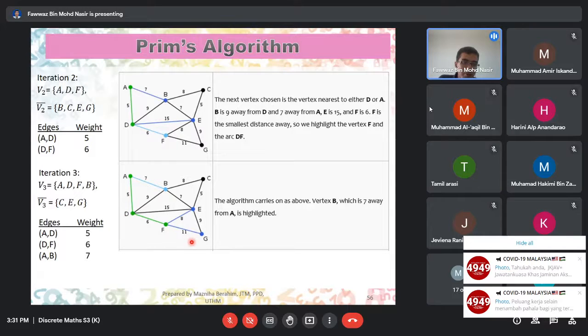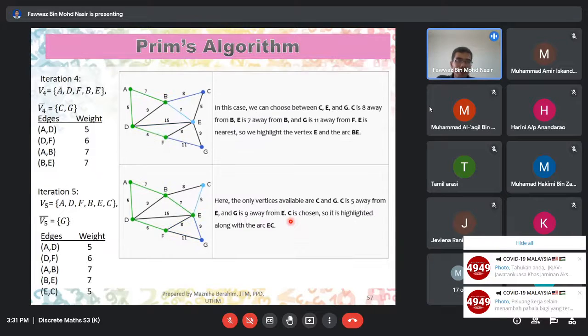So kita compare pula antara vertex A dengan F ni. Kita tengok edges yang incident to vertex A dengan F. Okay, so kita select edge with the smallest weight. So this one is the edge with the smallest weight, AB, so kita pilih AB. Okay, dan kita masukkan vertex B ni into the set of vertices yang kita dah select tadi.